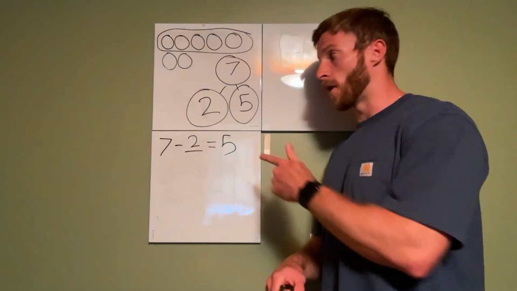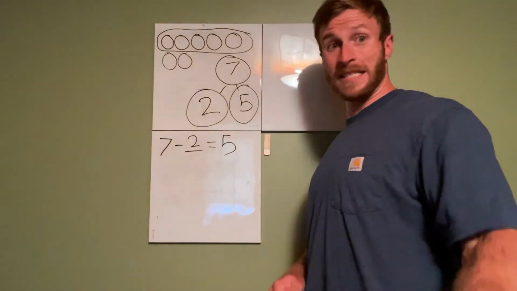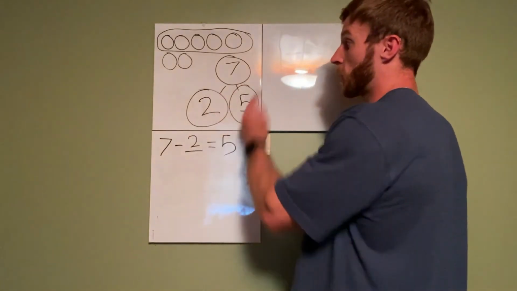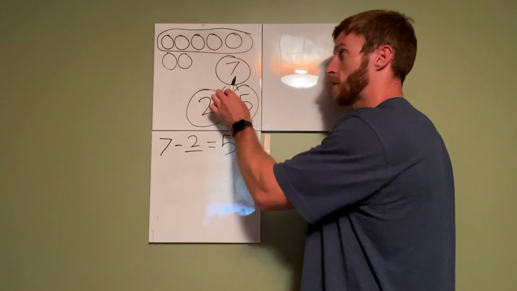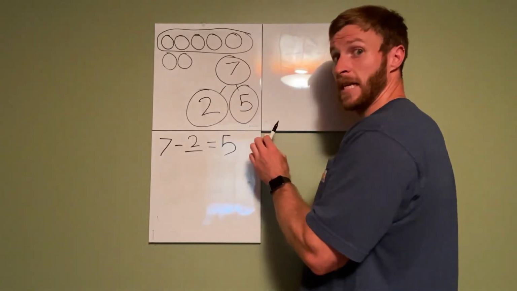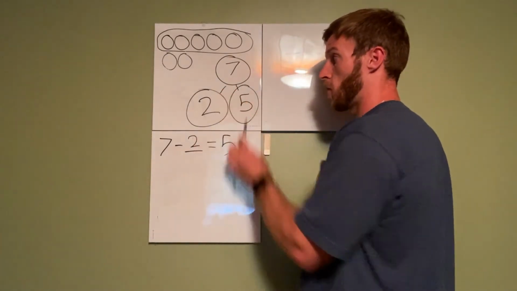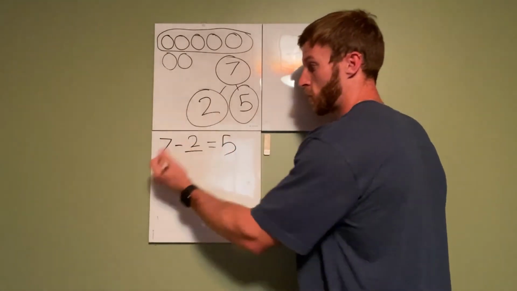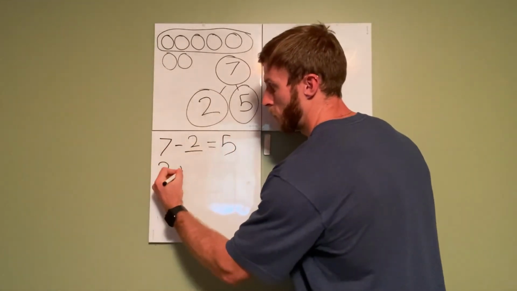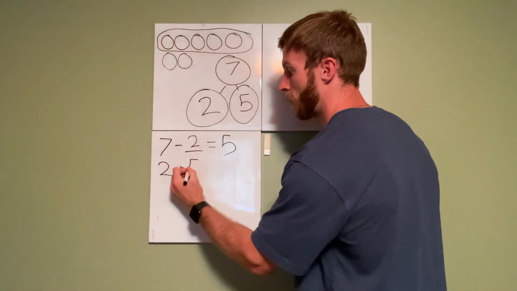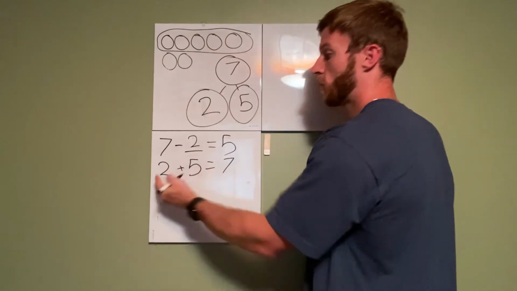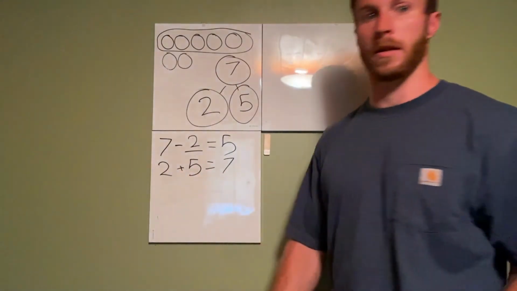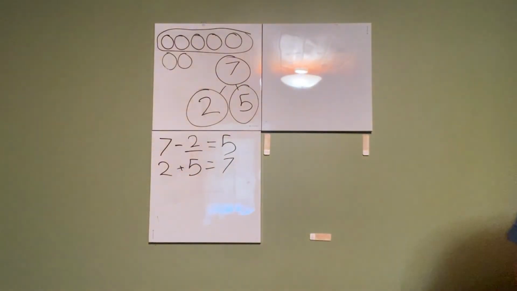But I want to make this an addition sentence now. That's simple. We just practiced how to do that. Let's look up here and make an addition sentence out of it. Part plus part equals whole. Say that with me. Ready? Part plus part equals whole. Let's plug in numbers. Part, 2. Plus part, 5. Equals whole, 7. 2 plus 5 equals 7. There we go. All right, we did really well with that one.